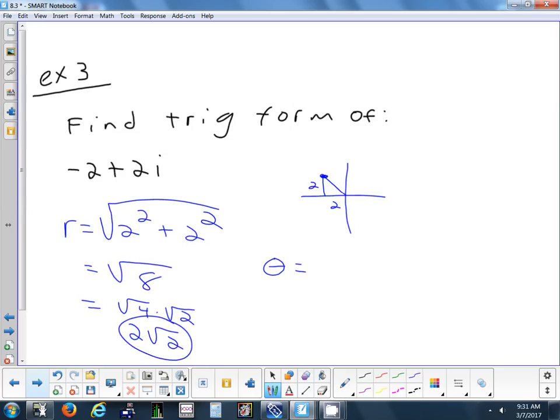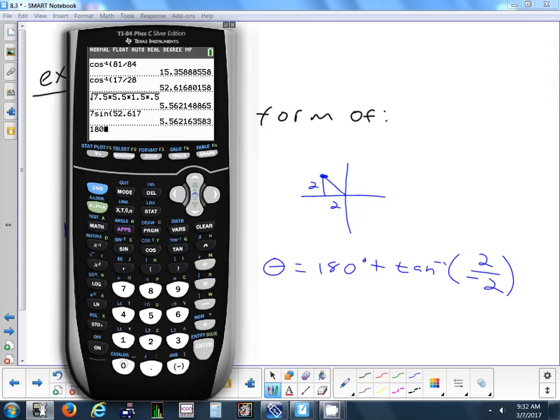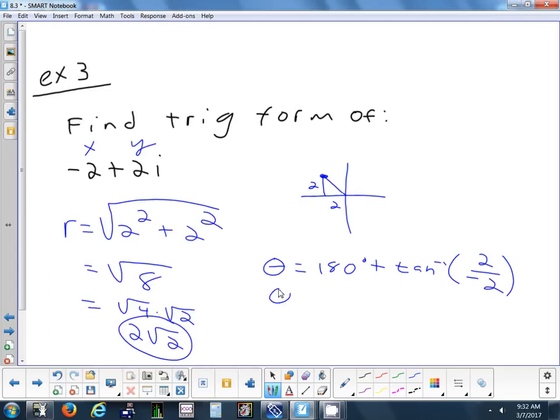So what's my formula for theta in quadrant 2 using degrees? Theta equals 180 plus the inverse tangent of y over x. In this case, it's 2 divided by negative 2. Let's type that in. 180 plus, and I can save myself a little time, what's 2 divided by negative 2? Let's just type it in like that. Okay, so we get 135 degrees.